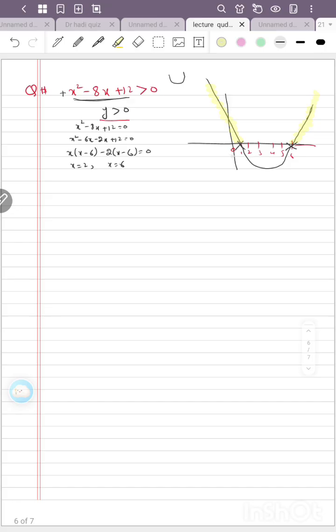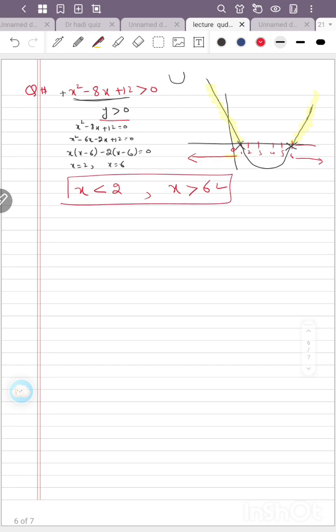When y is greater, what will be the x? Look here, this is our x-axis. Here what is the x? X is going to the left side and its value is decreased, so we say that x is less than 2. And here x is going to the right side, and on the right side x is increased, so we write x greater than 6. We got this answer. This is our full and final answer.